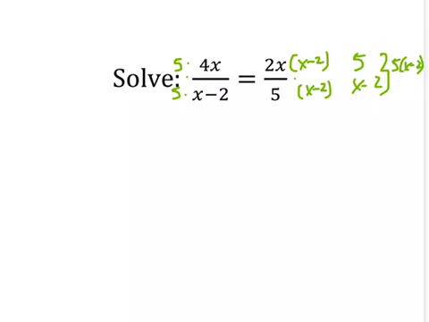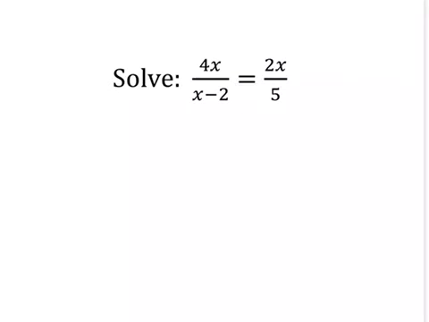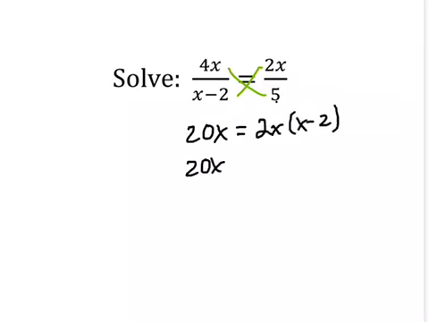So now they match, so the numerators become 20x equals 2x times x minus 2. Another way to think of all this is you only have two fractions equal to each other. So oftentimes people like to think to themselves cross multiply, which I think is much easier. So 5 times 4x makes 20x, like I was getting before, and then 2x times x minus 2. All right, so 20x equals 2x squared minus 4x.